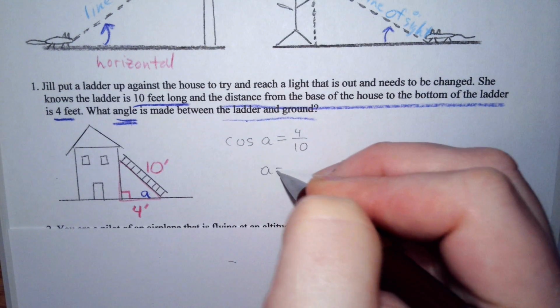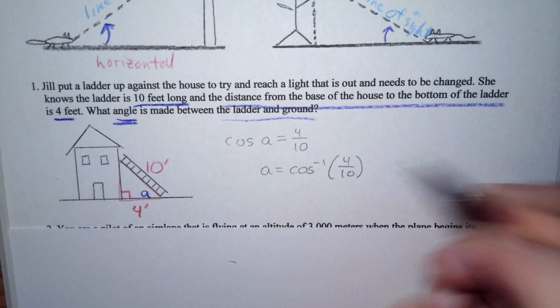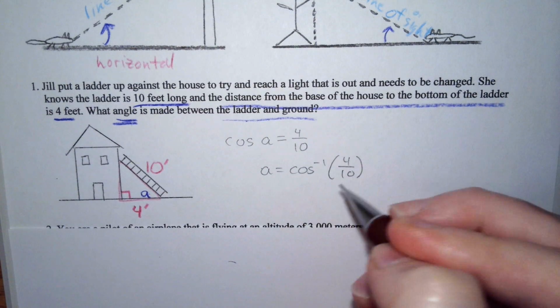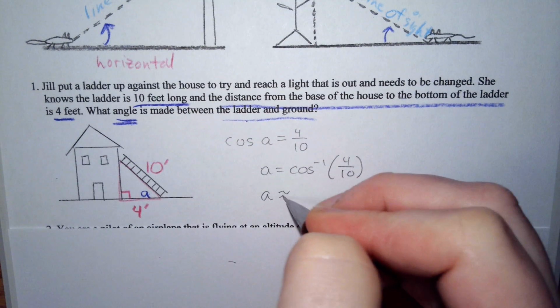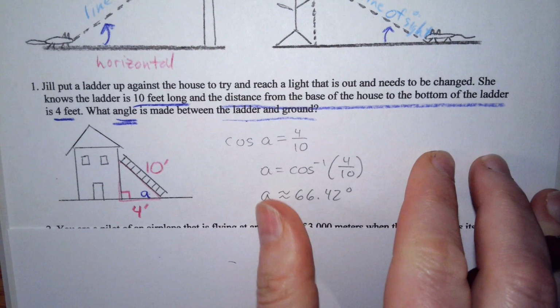Okay, we do the inverse because we're solving for an angle. So we get A equals the inverse cosine of 4/10. And then A is approximately 66.42 degrees.